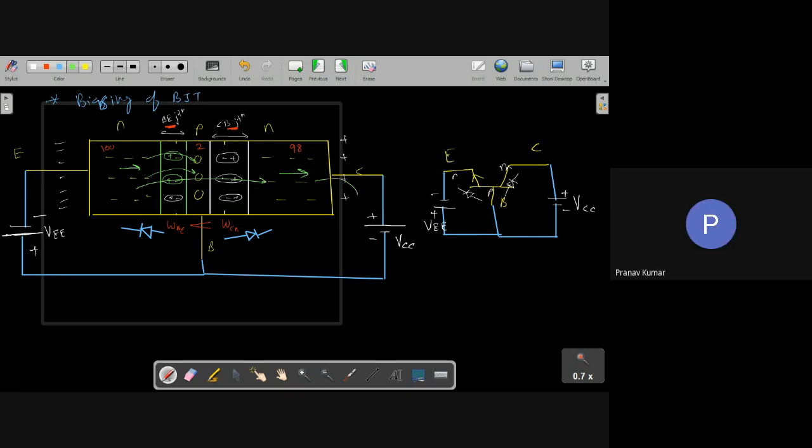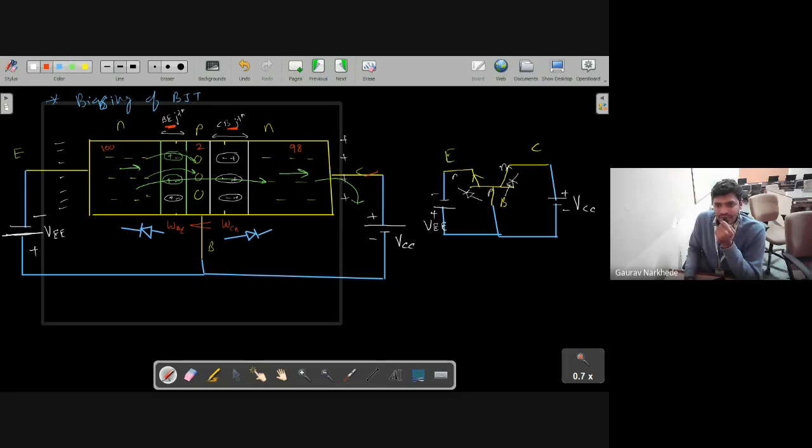So what you are getting in red color, right? You are getting the current which is flowing in the opposite direction of the electrons. Let us suppose 98 electrons move, यहाँ पर 98 electrons आए तो ये 98 electrons यहाँ पर जाएंगे positive के तरफ, right? So you are getting the current in the collector due to movement of the electrons which are coming from the emitter, right?